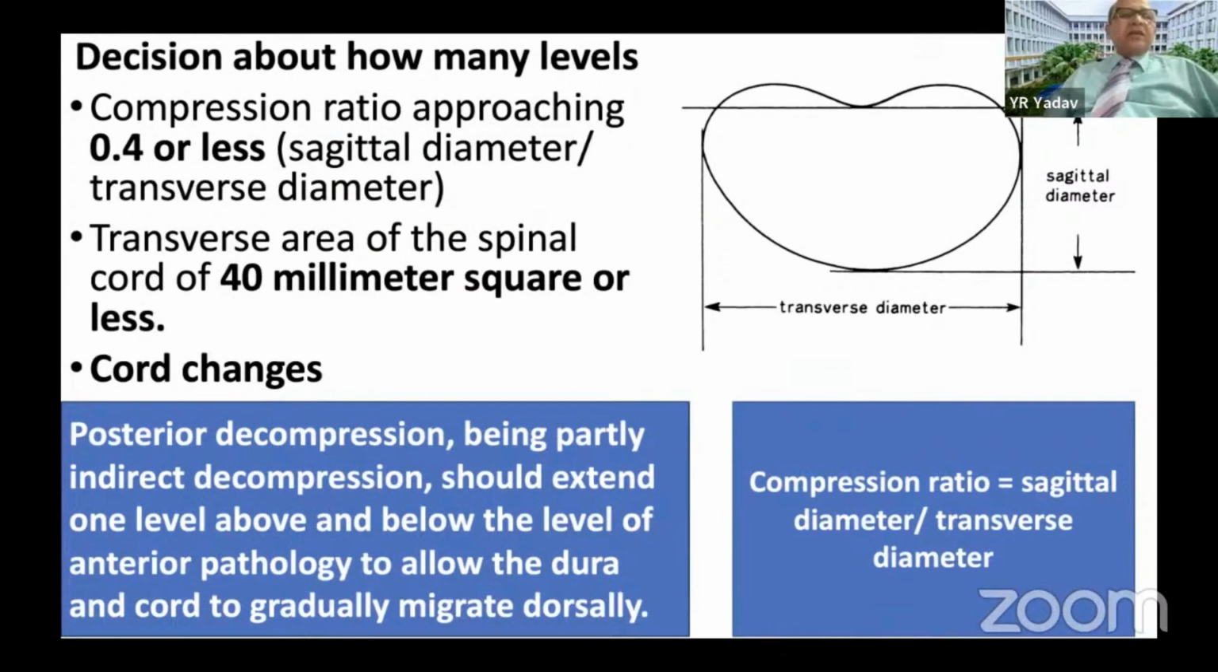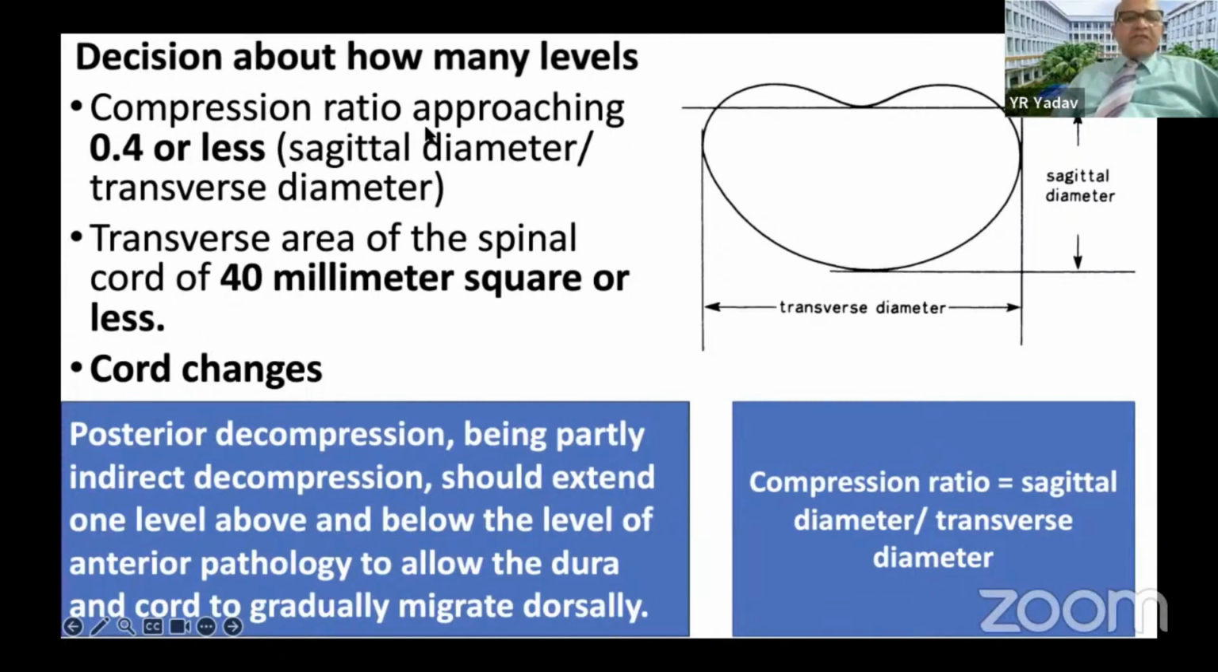For that, it is better to have the compression ratio, that is the sagittal diameter divided by the transverse diameter. That means the AP diameter and the transverse diameter. The sagittal diameter divided by the transverse diameter, and if it is 0.4 or less, that level should be decompressed.